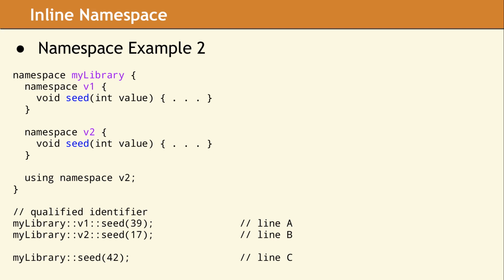There is an interesting situation which occurs if the function seed is a template. For this case, a specialization of the template would need to appear inside the v1 or v2 namespaces. If you try to put a template specialization in myLibrary, but not located inside v1 or v2, you will get a compile error. In order to provide a specialization of a template, the code must be located in the namespace it was originally declared in.